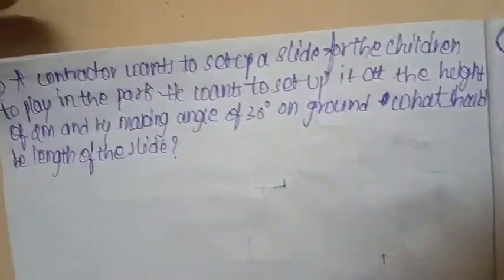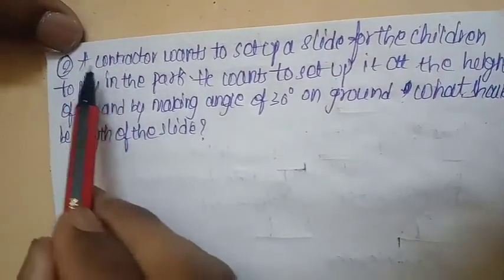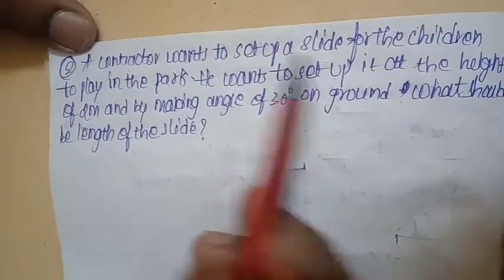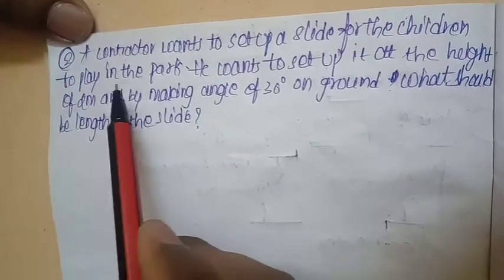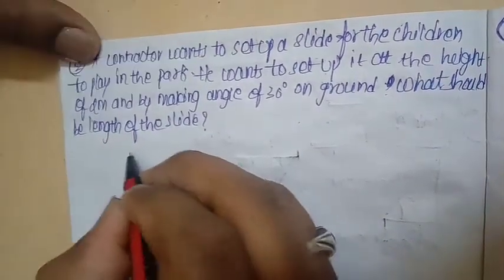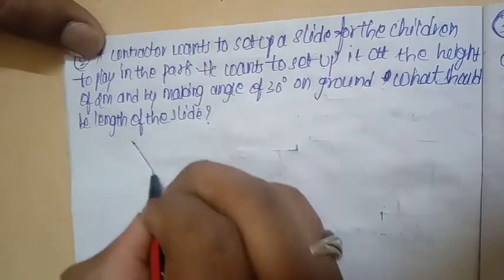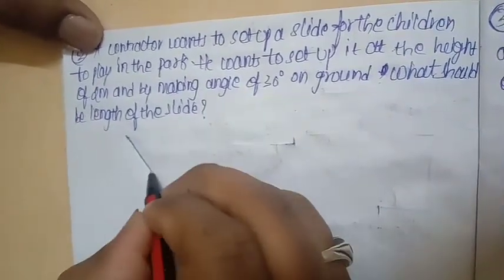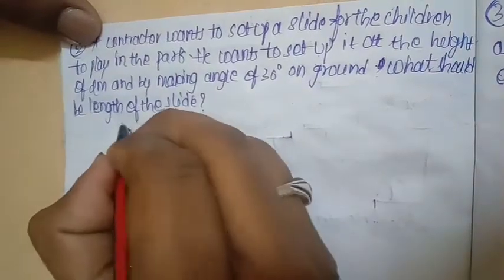Next we will discuss the second problem. First we have to read the problem. A contractor wants to set up a slide for the children to play in the park. Slide means it will be like that, like a hypotenuse.